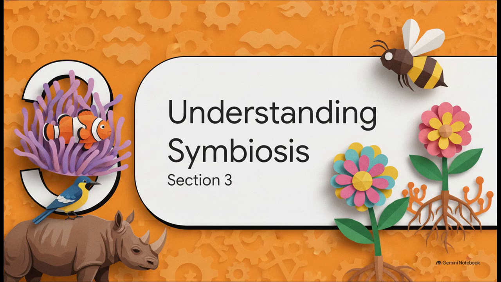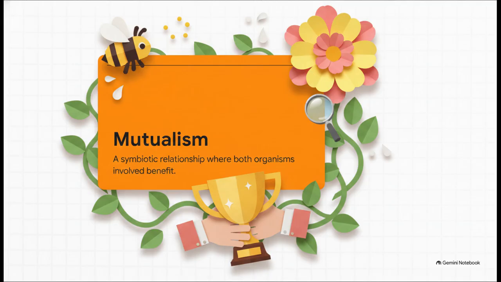Symbiosis is just a fancy scientific word for the close, long-term interactions between different species. And symbiosis comes in a few different flavors. The first one is mutualism. This is a relationship where both organisms involved actively benefit from the interaction. So in mutualism, it's a total win-win situation.